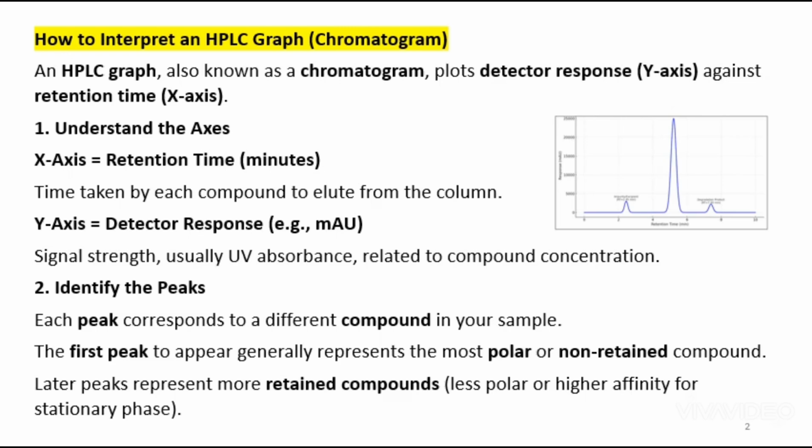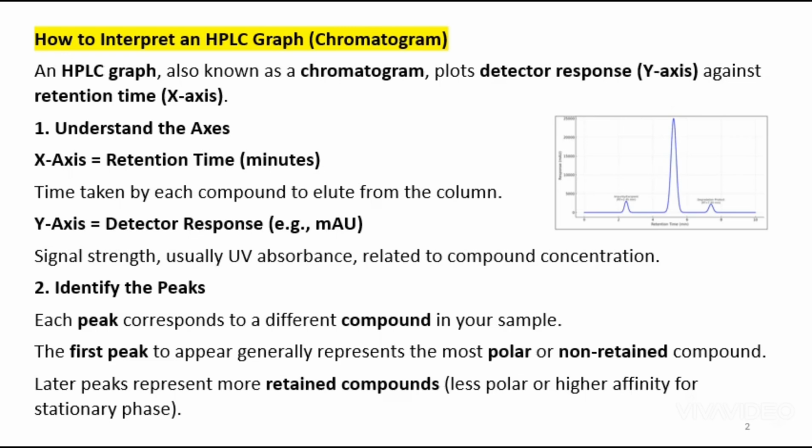The x-axis provides you the retention time in minutes. Retention time means the time taken by each component or compound to elute from the column. Understand that HPLC is a column chromatography, and retention time is the time taken by the compound, drug, material or substance to come out from the column. The y-axis provides you the detector response, which gives an understanding about signal strength, usually UV absorbance if the detector is UV, related to the compound concentration.